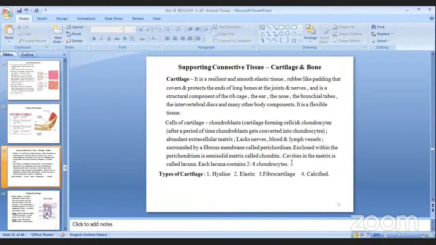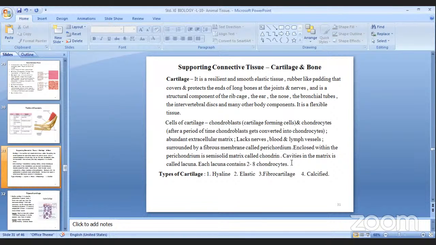It is a flexible tissue. Students, we have the vertebral column. It is not a continuous rod. This vertebral column is made up of small pieces of bones, and each such bone is known as a vertebra. Between two vertebrae, we can bend forward, and we can bend backward also to some extent. We can bend left and right, isn't it?